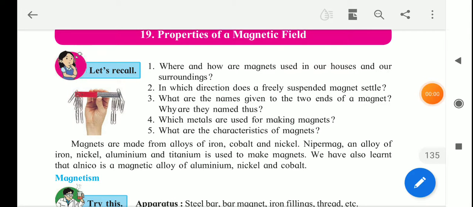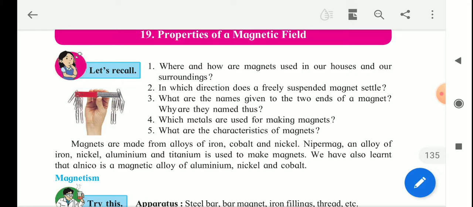Let us see now the next chapter, the properties of the magnetic field. Now let's recall where and how magnets are used in our houses and our surroundings. In houses, we can see that a magnet is used on the door of the refrigerator. Then in radios, music systems, speakers, and the magnetic needle for showing direction, magnets are used.